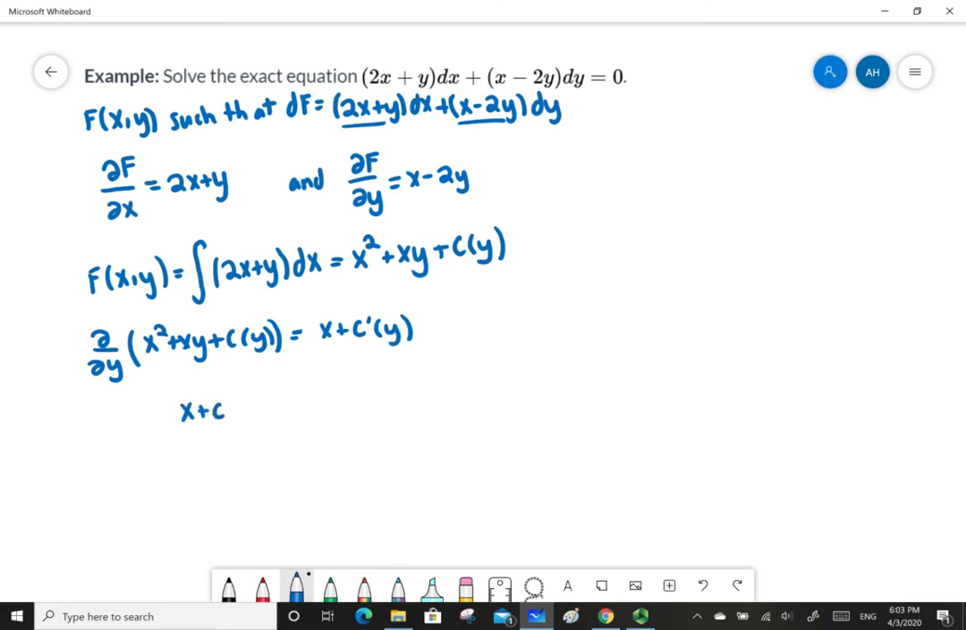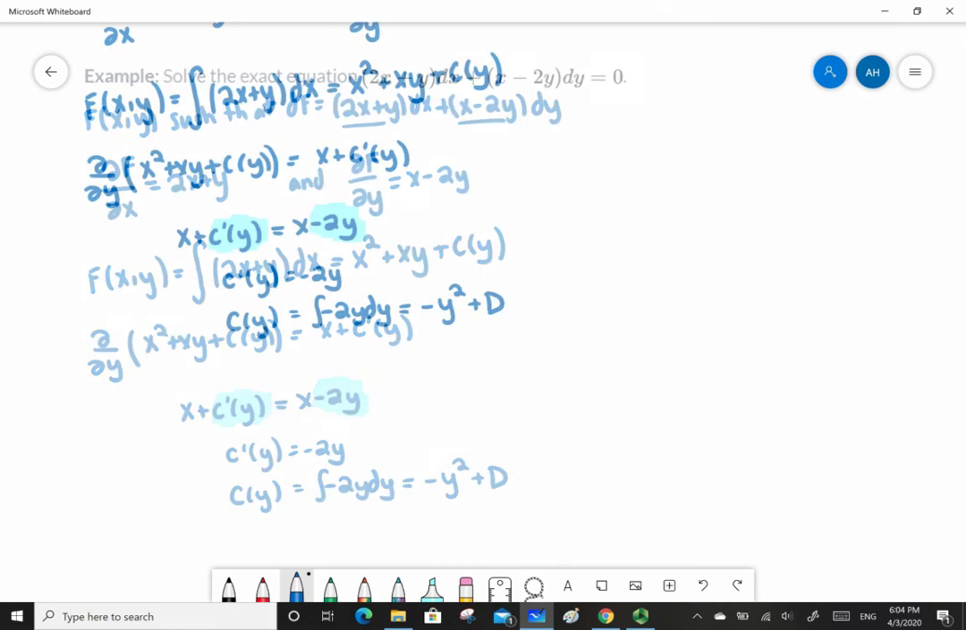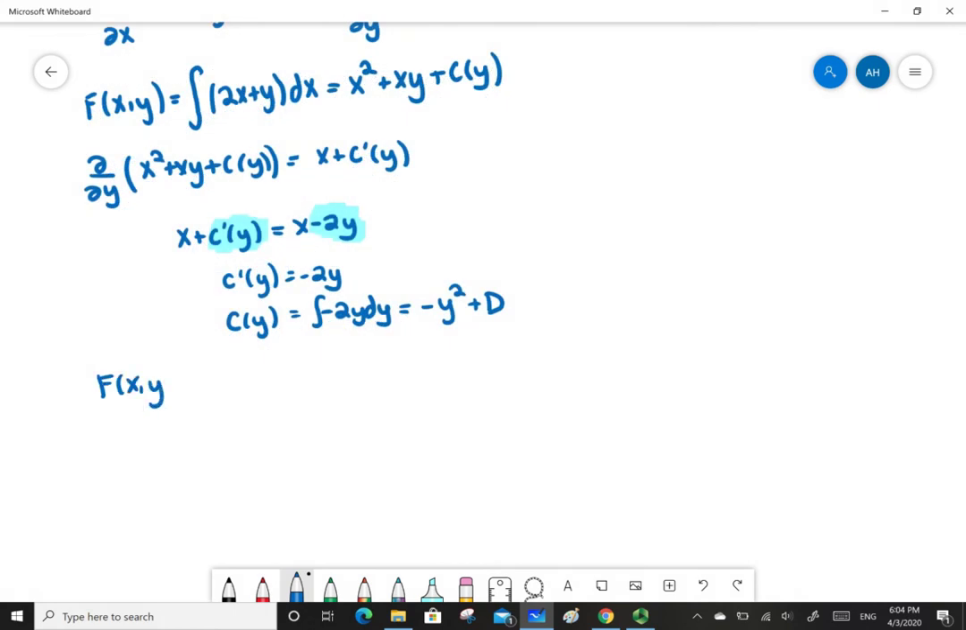So we need x + c'(y) to be equal to x - 2y, which means that c'(y) equals -2y. Now integrate with respect to y to find c(y). So c(y) equals -y squared + d. So f(x, y) equals x squared + xy - y squared + d.